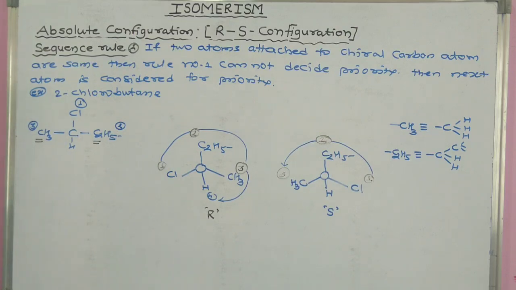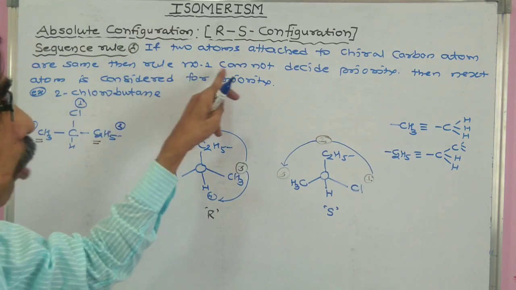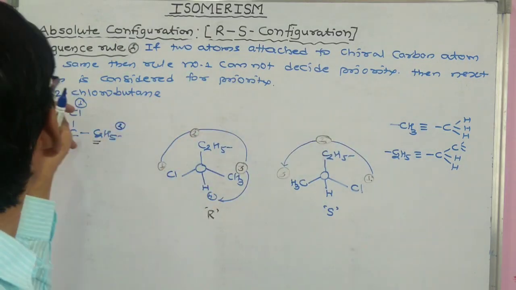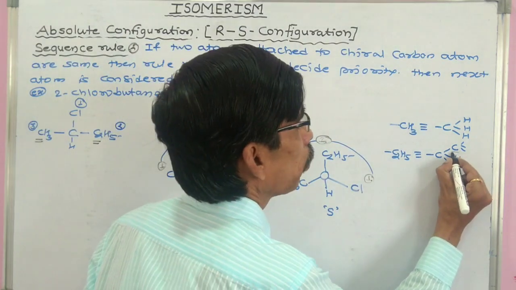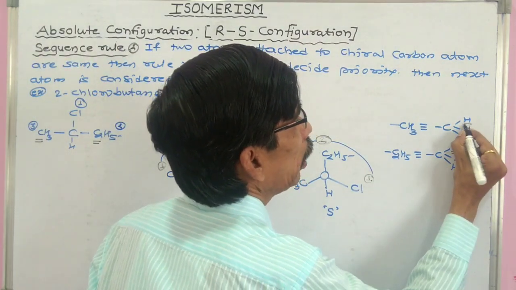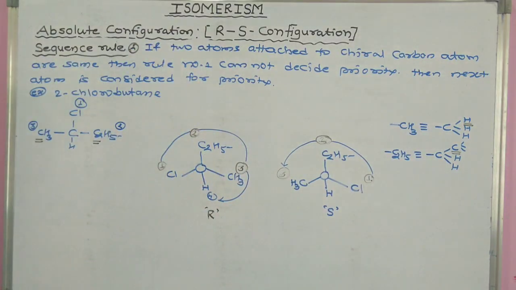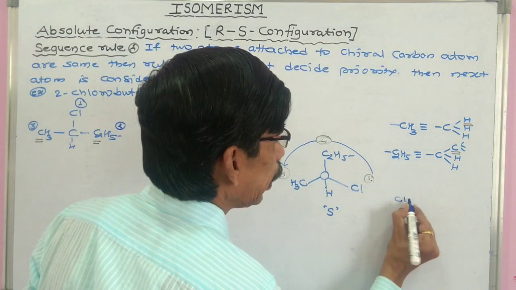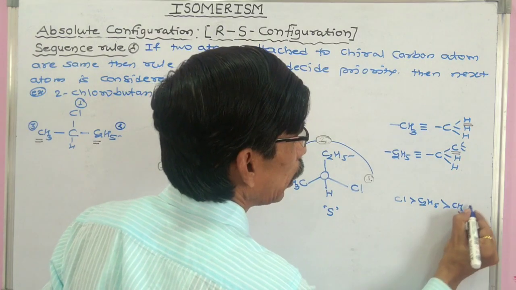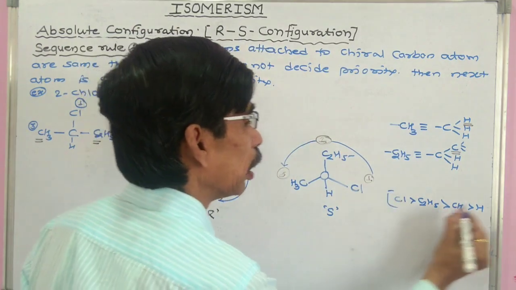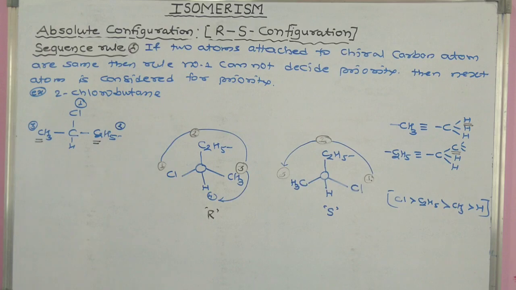So this is rule number 2. If two atoms attached to the chiral carbon atom are the same, rule number 1 cannot decide the priority. Then the next atom is considered for the priority. And the priority order is: Cl is greater than C2H5, C2H5 is greater than CH3, and CH3 is greater than H. This is the priority order.